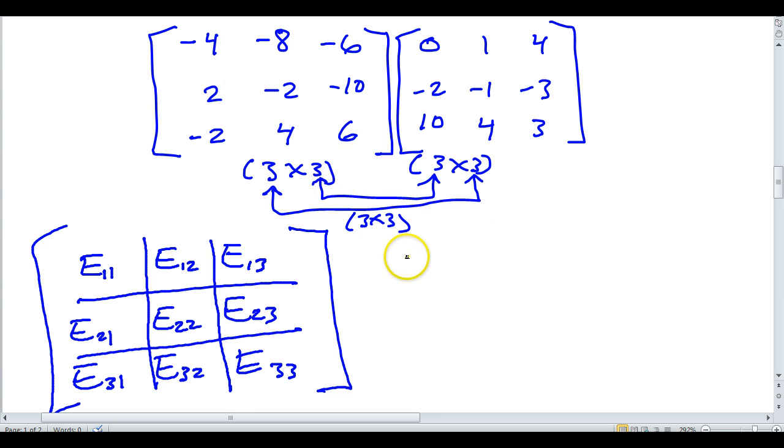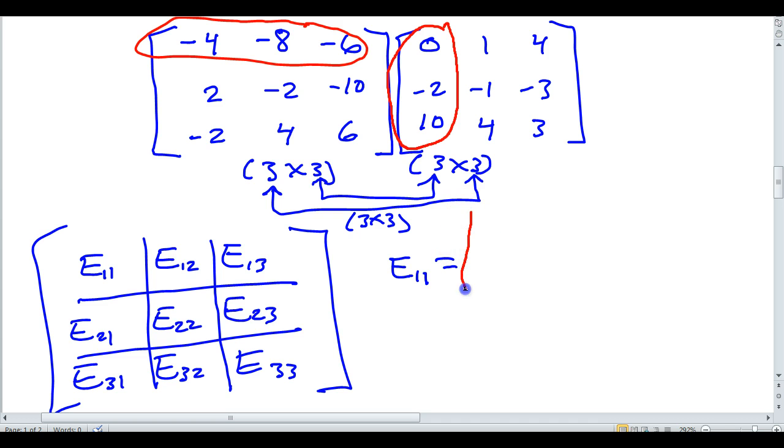So let's go. For example, I'm going to erase these one by one and put them in. Say I want to find element 1,1. I know that is going to be row 1 times column 1. So this is row 1, and this is column 1.